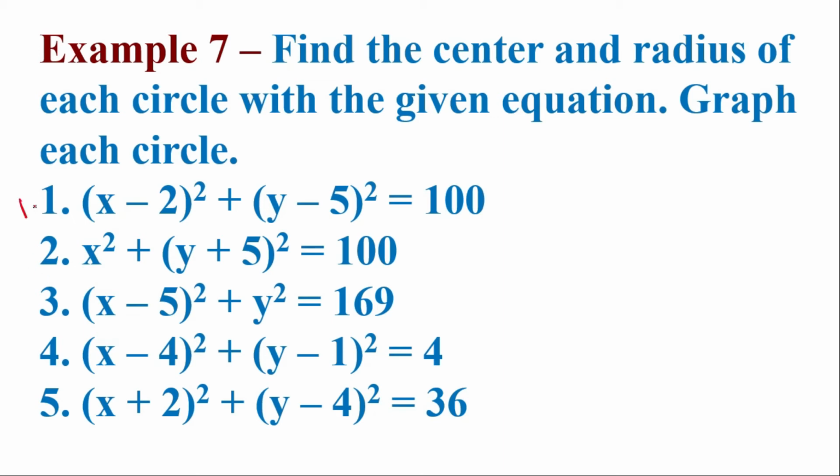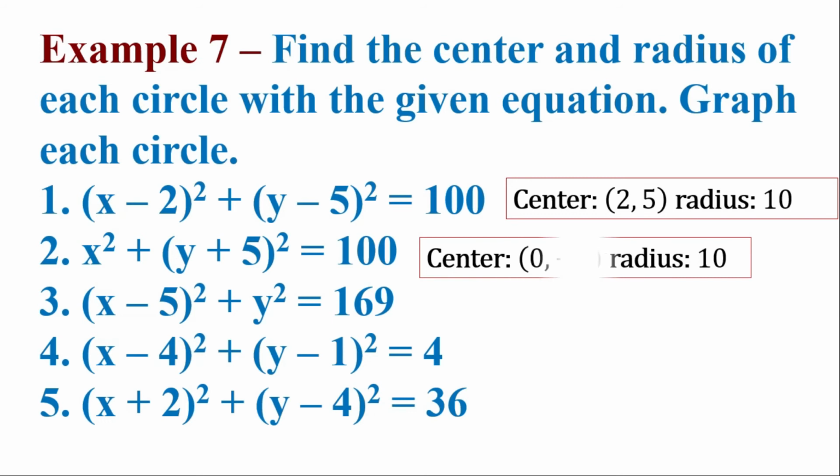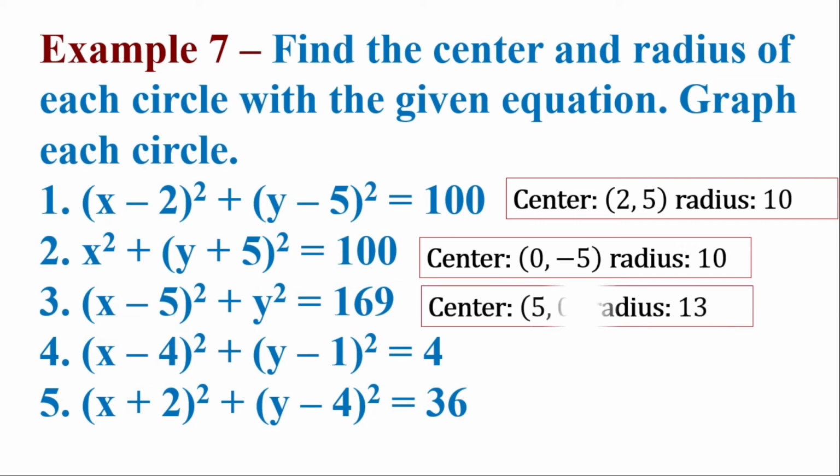Okay, number one, we can see that the center is (2, 5), and the radius is 10 because the square root of this is 10. So (2, 5), radius is 10. This one, the center is (0, -5), because it is positive, it will look like this. So (0, -5), and the square root of 100 is 10, so radius is 10. This one is (5, 0), and the square root of 169 is 13. So (5, 0), and 13 for the radius.